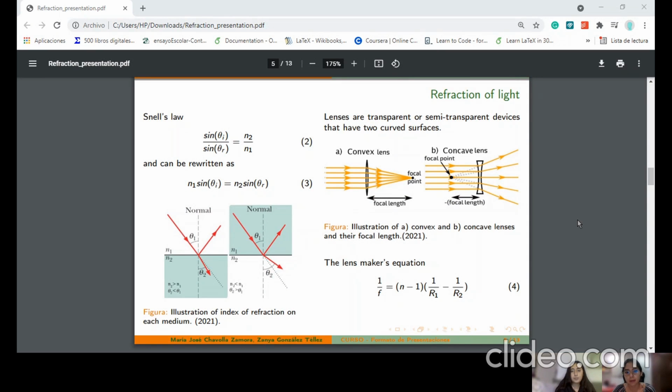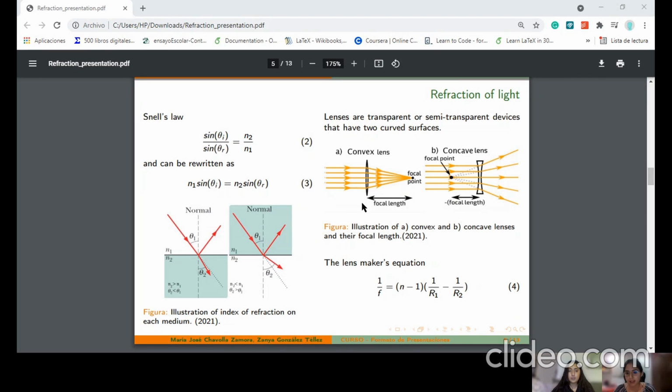Now we also are going to talk about lenses because they are refractive devices. They are transparent or semi-transparent devices and have two curved surfaces. There are two different types of lenses. The convex lens is in the second figure, figure A. All the rays that pass through a convex lens are going to converge into the focal point. And we also have the concave lens. All the rays that pass through a concave lens are going to diverge. And here, the focal point is the point where, if we trace back all the dispersed rays, they are going to merge.